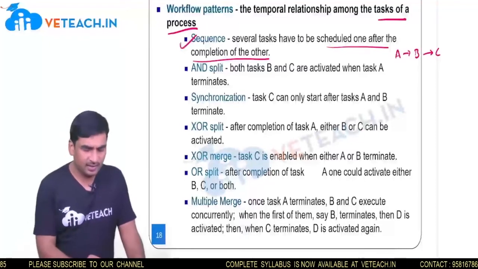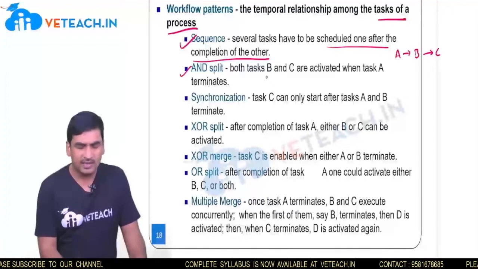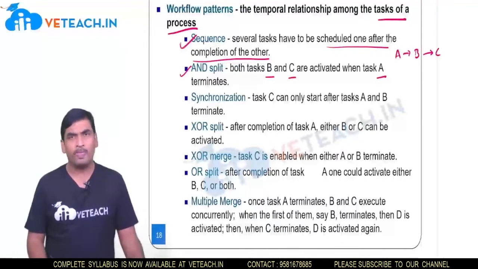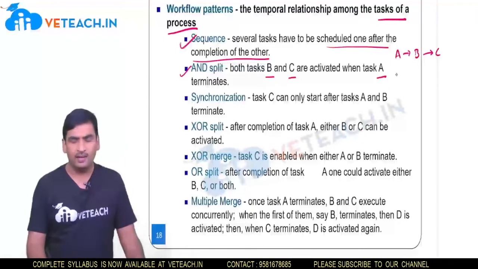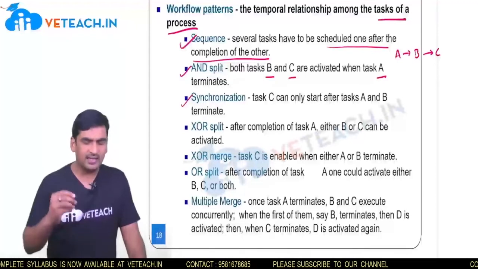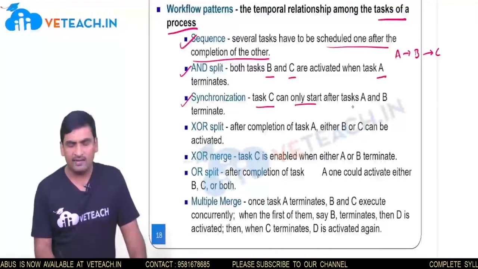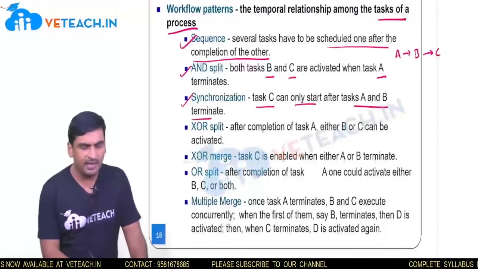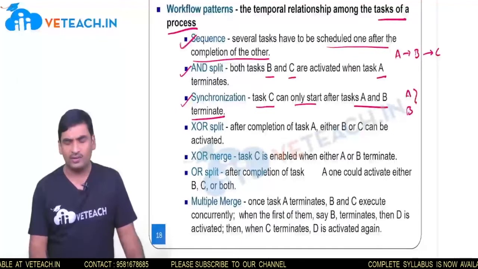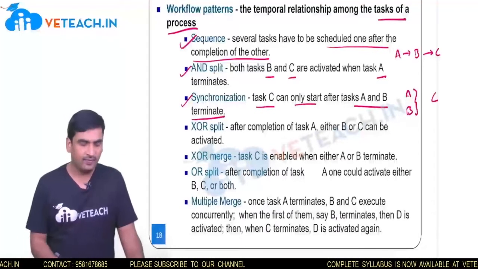And split. Second workflow pattern, and split. Both tasks B and C are activated when A is terminated. After the completion of A, B and C get started at a time. Then synchronization. Task C can only start after tasks A and B terminate. When both A and B get closed, only then can task C start.